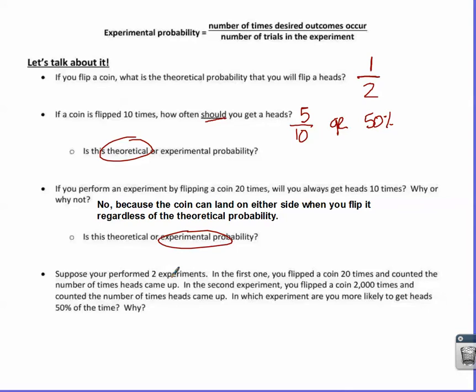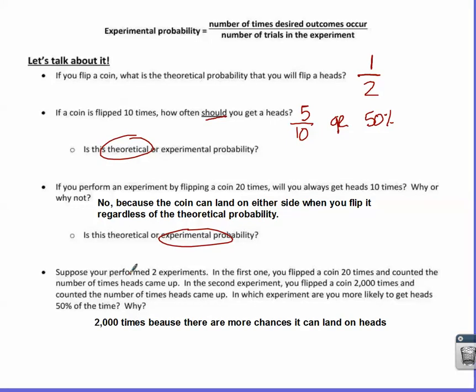Suppose you performed 2 experiments. In the first one, you flipped a coin 20 times and counted the number of times heads came up. In the second experiment, you flipped a coin 2,000 times and counted the number of times heads came up. In which experiment are you more likely to get heads 50% of the time? In this case, 2,000 times, because the more you flip the coin, the better the chance that you can land on heads 50% of the time. So 2,000 times, because there are more chances it can land on heads.